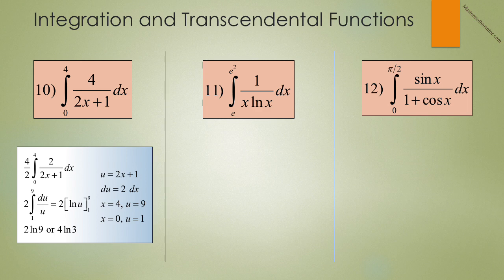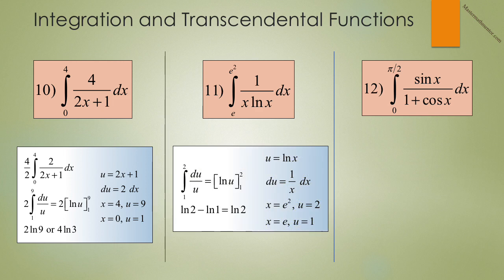If x is equal to 0, u is equal to 1, and if x is equal to 4, u is equal to 9. So this problem becomes 2 integral from 1 to 9 of du over u, which is 2 natural log of u evaluated from 1 to 9. And this becomes 2 natural log of 9 minus 2 natural log of 1, which is 0, or we can write this as 4 natural log of 3 because 9 is 3 squared.